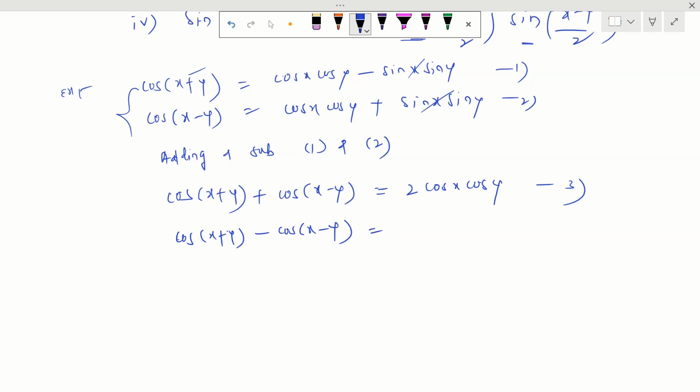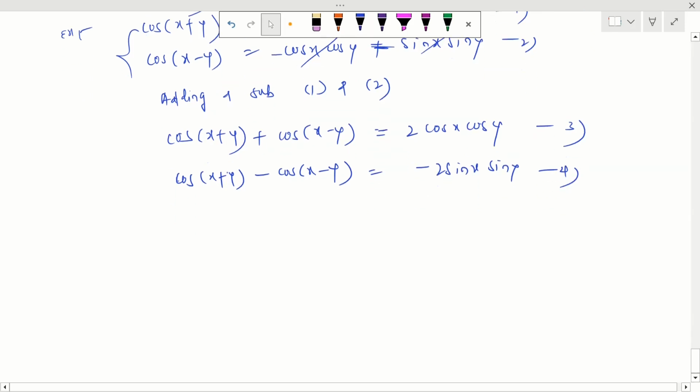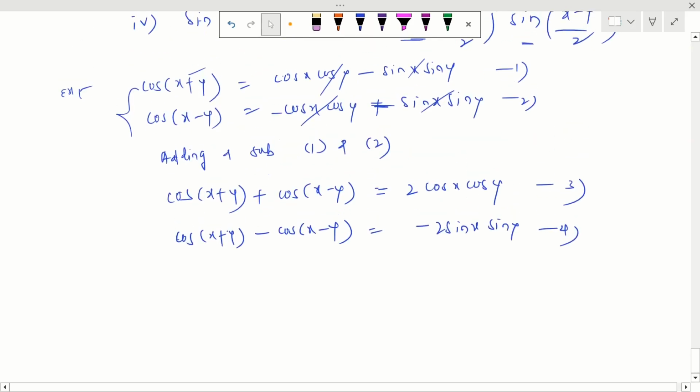If we subtract these two equations, what comes? Here it comes minus 2 sin x sin y. This is equation 4. When we are subtracting, this term is minus, this term is minus, so these will get cancelled, and minus minus is plus, so minus 2 sin x sin y will come. Understood? You just try, and you will get these terms.